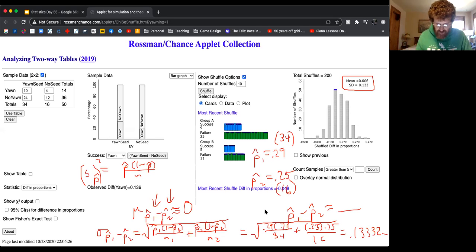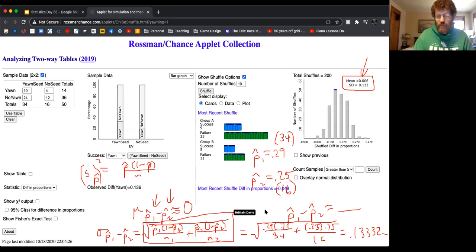Now we just kept doing iteration after iteration of this simulation, which they call bootstrapping, and then we came up with our mean and our standard deviation. But it does just come from a simple calculation. I would call this a simple calculation right here.